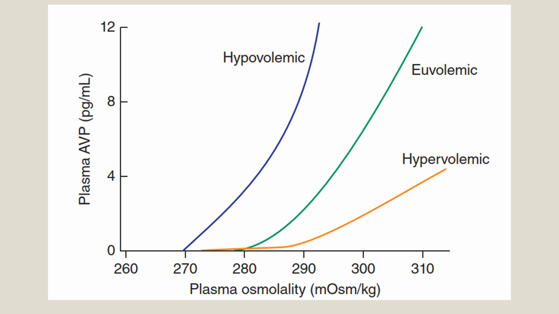Again, we see hypervolemia modulating that relationship and decreasing the linear association between plasma AVP increase and plasma osmolality, dragging it forward, so less AVP is secreted with increases in plasma osmolality.